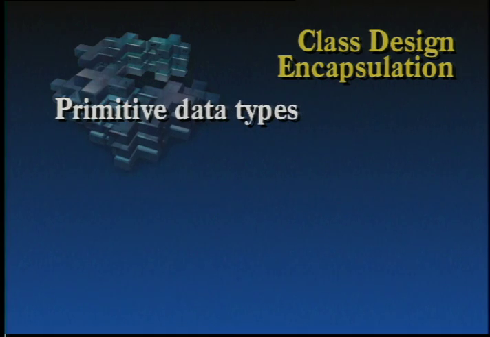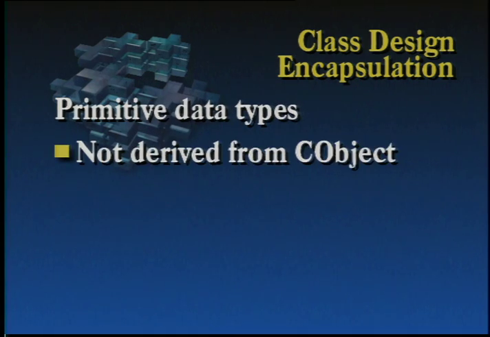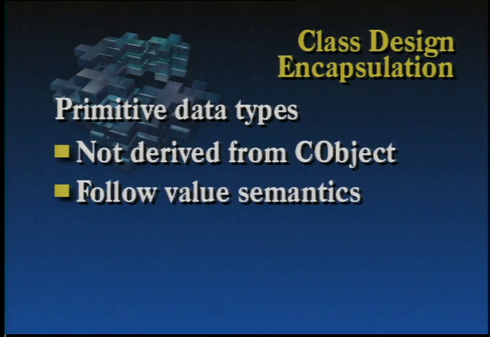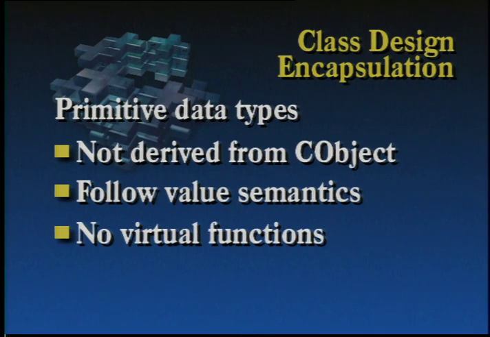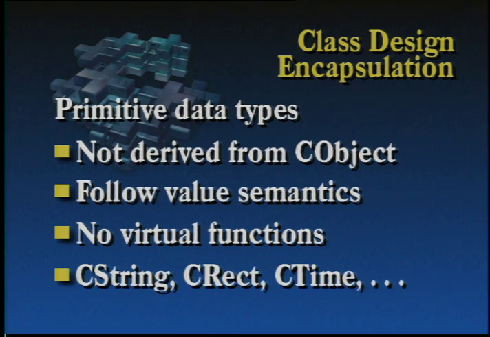Of course, there's lots of other classes we have that are not derived from CObject. They typically are these primitive data types. They follow value semantics. For efficiency, we don't have virtual functions. They're just using the C++ syntax to get access to a data structure more efficiently. Of course, the most common examples of that are our string class, our rectangle class, time classes, simple little classes like that.